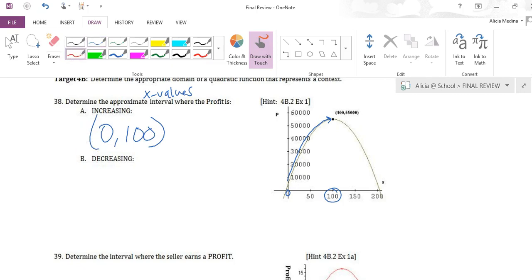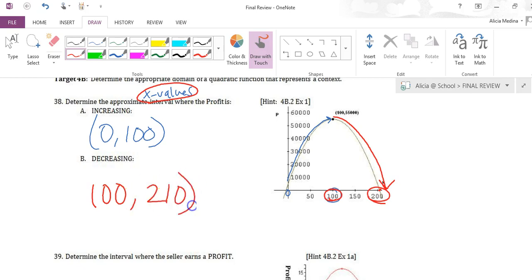Then where is it going down? Well, my vertex point all of a sudden switches direction and my parabola is going down. But again, I only need the x values. So this is going to be from 100 until 200. Well, it's a little bit past 200 actually. So it's probably maybe 210 or something like that. So let's go ahead and say from 100 to like 210. That's fine.